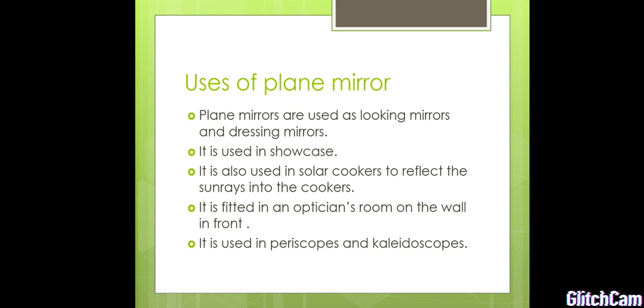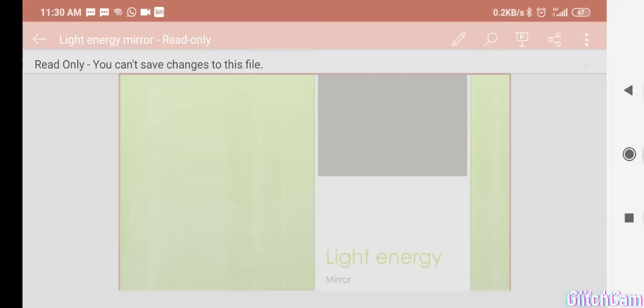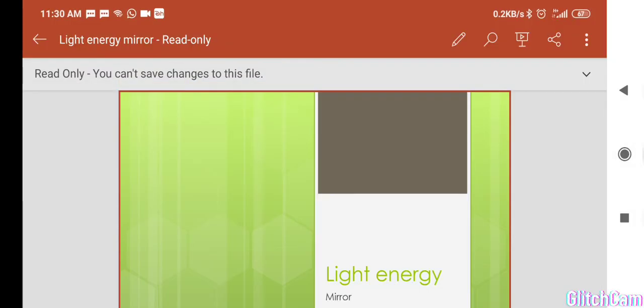Now we go for some of the uses of plane mirror. What are the uses of plane mirror? Mirrors are used as looking mirrors and dressing mirrors, and in showcases. They are also used in a solar cooker to reflect the light of the sun rays into the cooker, and fitted in an optician's room on the wall in front of the chart so that the length of the room appears a little bit longer. Then it is mainly used in periscopes and kaleidoscopes. Okay, these are the important points in the uses of mirror.